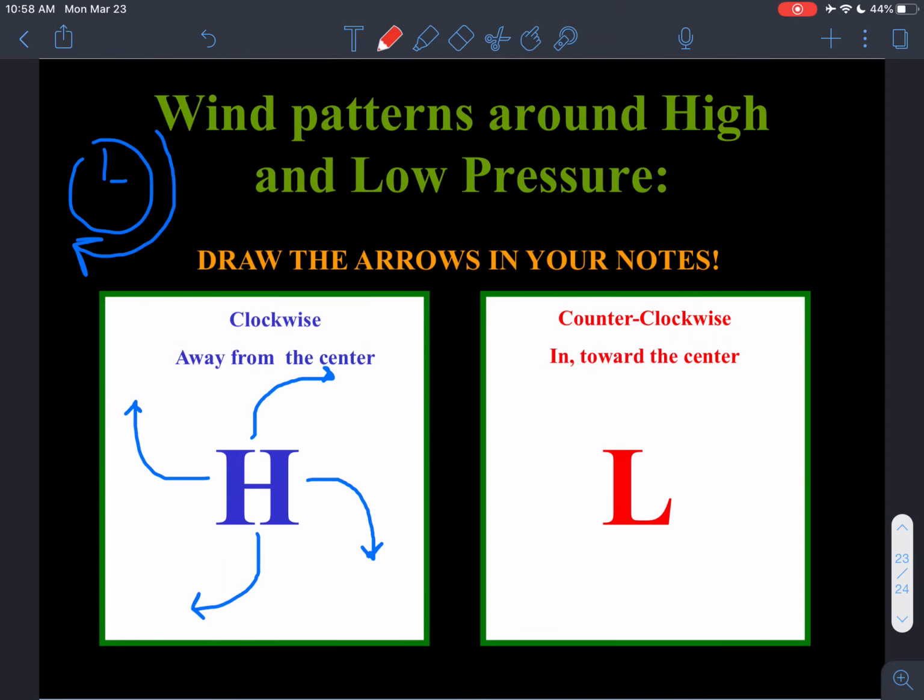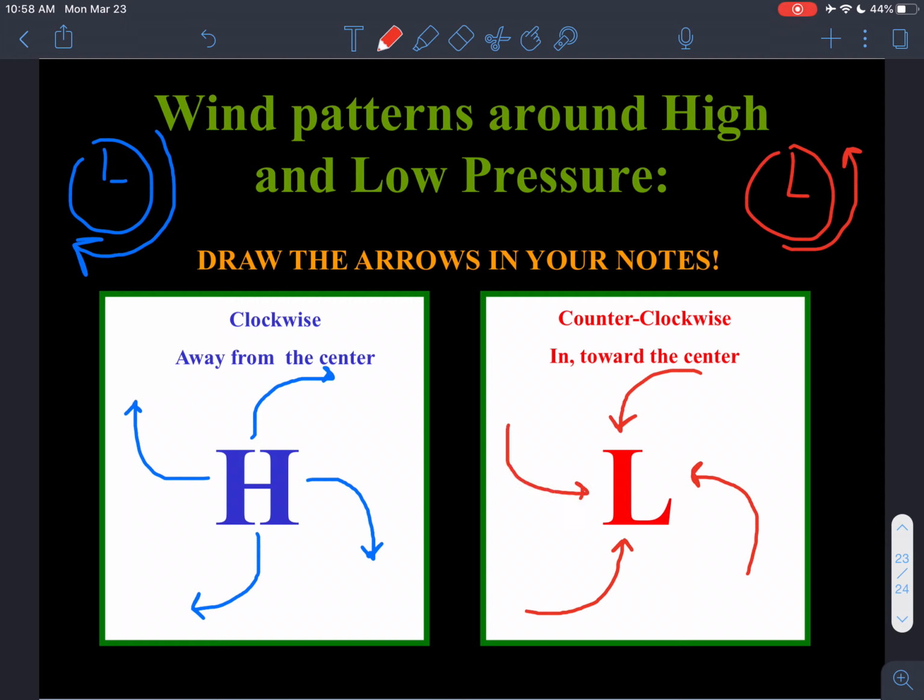Now for low pressure, it's going to go counterclockwise. So if this was our clock, it's going to go in the opposite direction. I'll start at the bottom here, and it's going to go in towards the center and counterclockwise. Okay, so counterclockwise and in towards the center for low pressure.